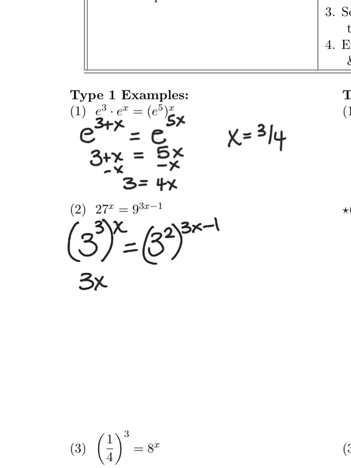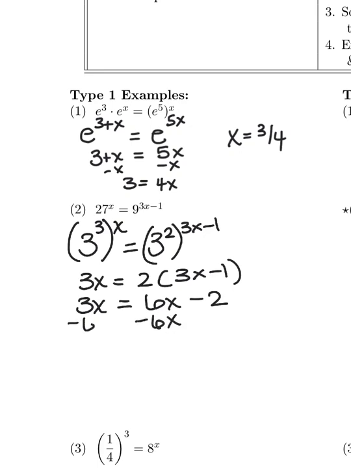So 3x is going to equal 2 times the quantity 3x minus 1. So be sure that you distribute that 2 through the parentheses. So that's 6x minus 2, and then we walk through and we solve this equation. So you have negative 3x equals negative 2, and then you divide, so x is going to equal positive 2/3. So notice again, those two have the same base now.